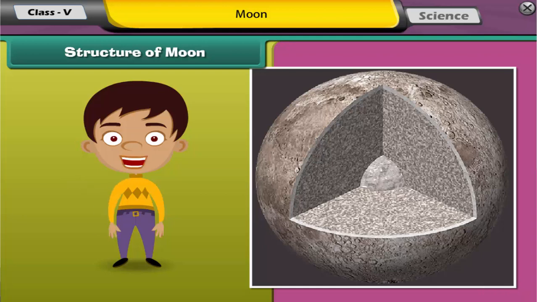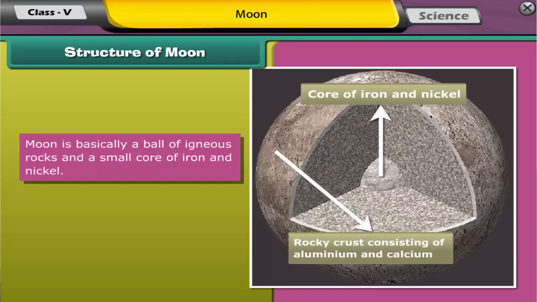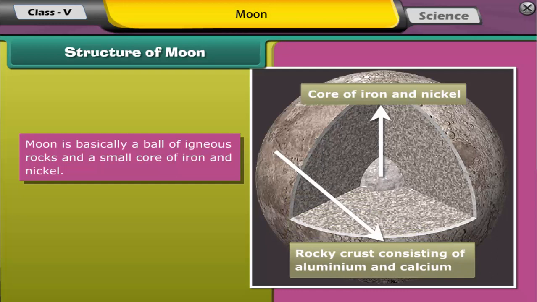Hey, have a look at the interior of the moon. The moon is basically a ball of igneous rocks with a small core of iron and nickel, and there is a rocky crust consisting of aluminium and calcium.